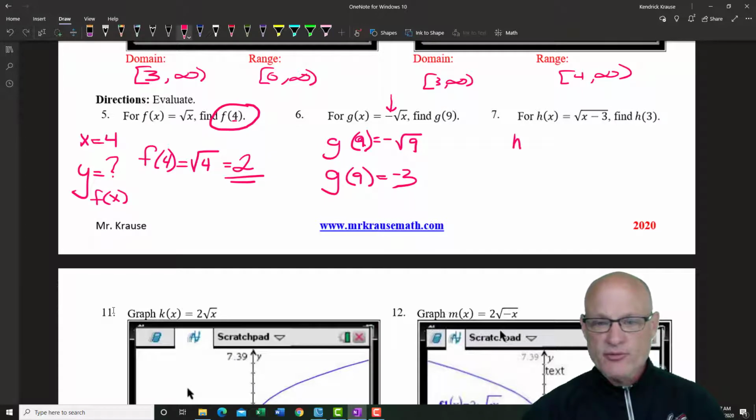And then this one, h of 3, just simply plug in a 3. 3 minus 3. That's the square root of 0, which everybody knows is just 0.